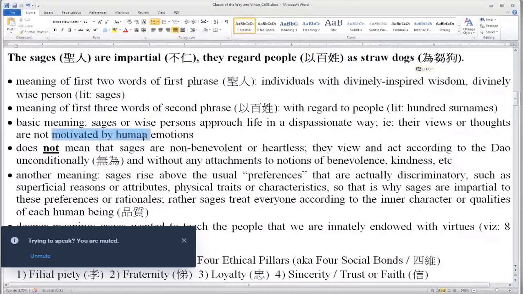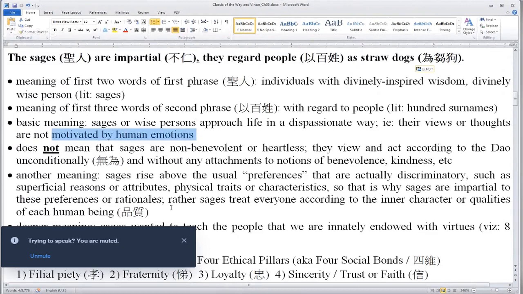There is such a thing as compassion, benevolence. There is. But that does not mean that sages do not have that. So that's an important distinction. This sentence means that sages are not motivated or not reliant on human emotions in their dealings or their views, how they regard people.